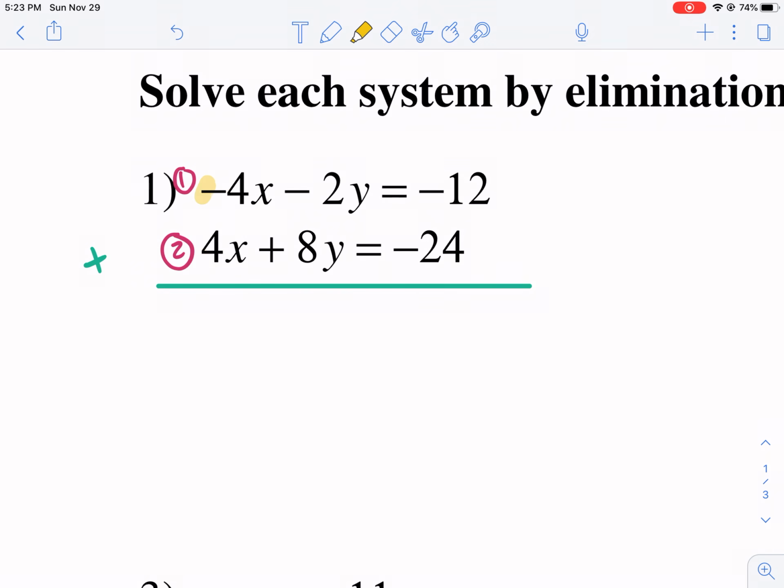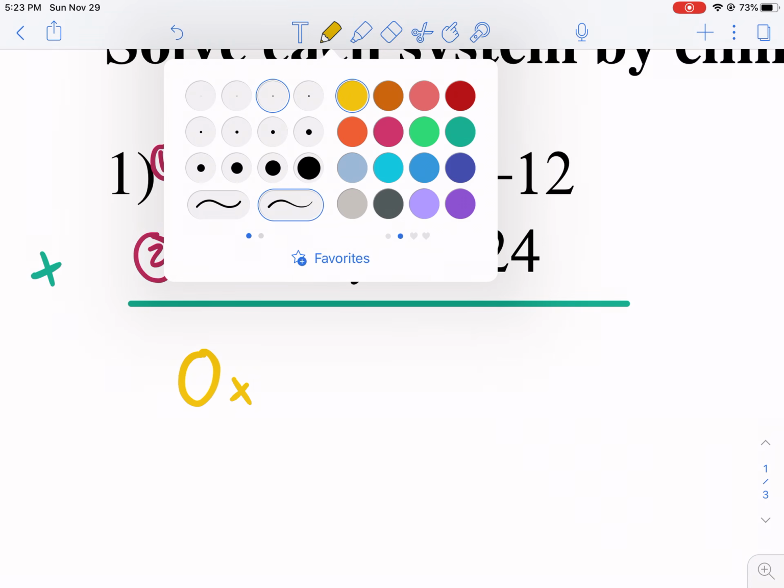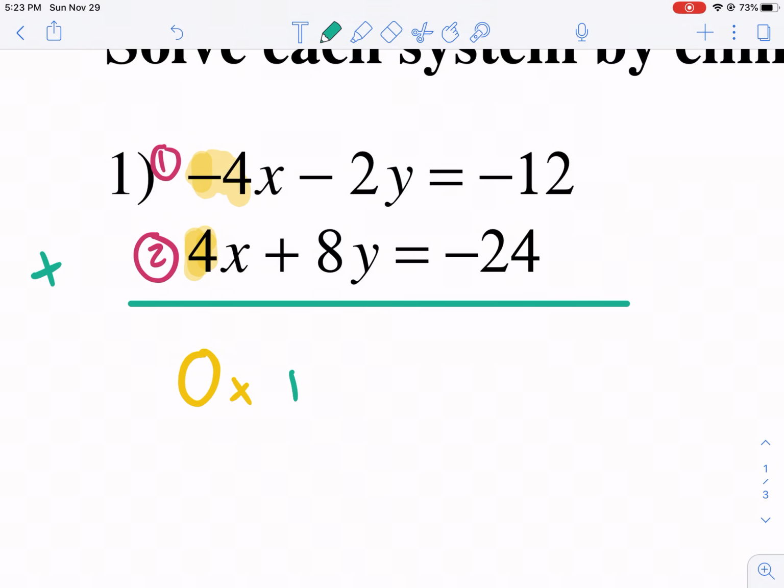Here in the top equation, we have -4x, and then we have a +4x on the bottom. When we add those two together, we're going to get 0x. Let me change that to yellow just so you can see what's going on. We're going to have 0x, plus we have 8x plus a -2y, that's +6y. And then -12 plus a -24 gives us -36.